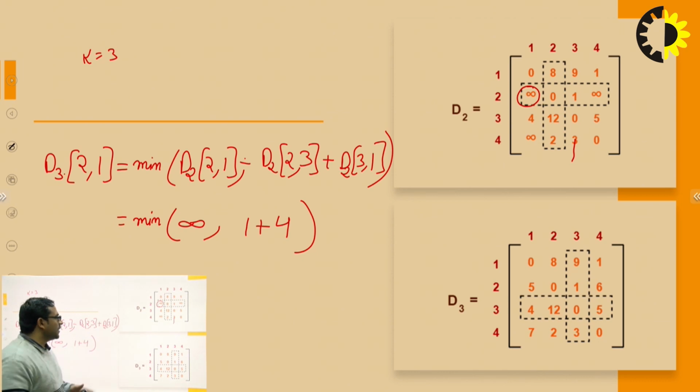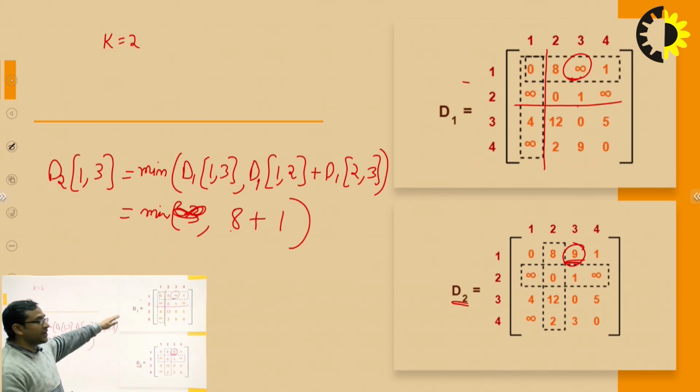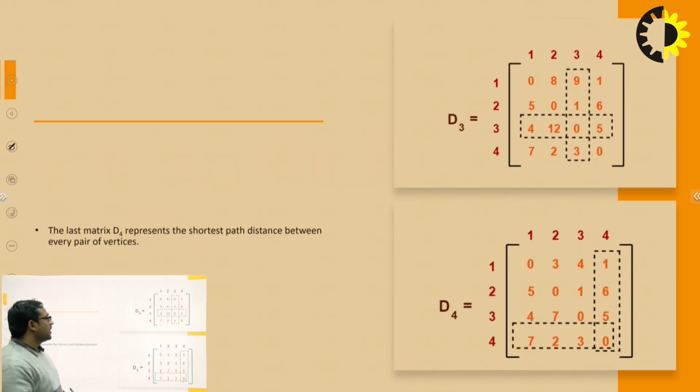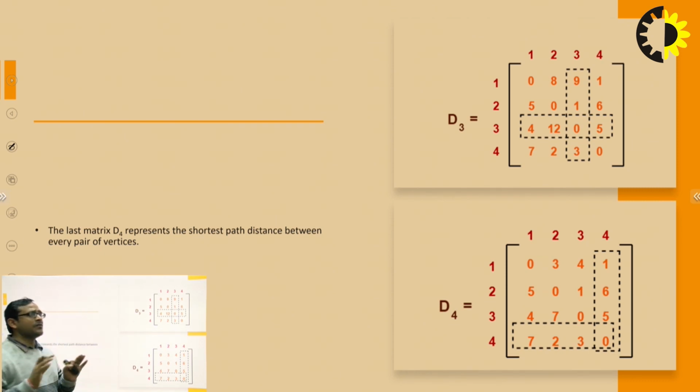Okay, I think you understand how we create D1 from D0. Similarly, we created D2 from D1, and similarly we created D3 from D2. Next, the task is to create D4, because we have 4 matrices. So this is the last matrix we are going to create.